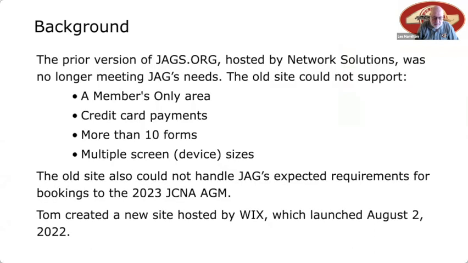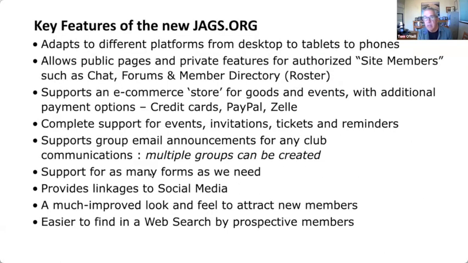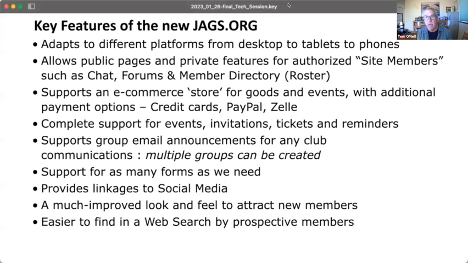There we go. So some of the limitations with the old site were there was no members only area, it couldn't accept credit card payments online. We had a limitation in the number of forums that were available, and it didn't adapt to different screens, different devices. It also couldn't handle what we were expecting to need for the JCNA. So as I said, we launched this new site in August of last year, and it has some features that we think meet all the criteria we had.